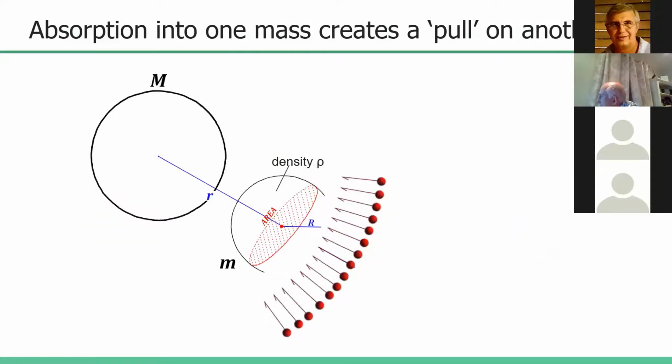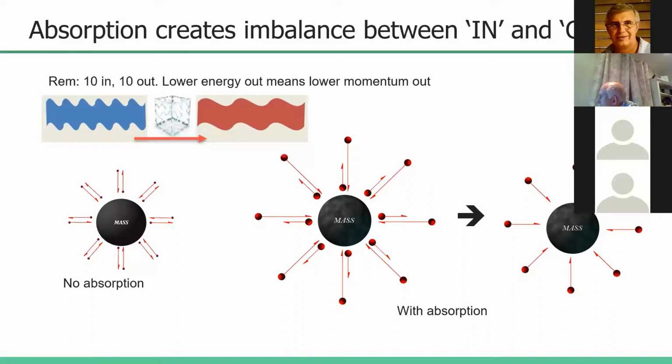Let's go back. Sorry, let me just show this again. We have here the mass, which has this imbalance of flux around it, which causes a net pressure inwards towards the mass. This is one mass only, right? So we haven't brought anything else in the vicinity of it yet. And we've only dealt with absorption at this point.